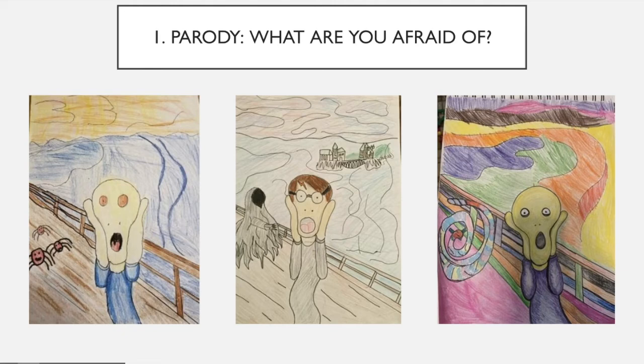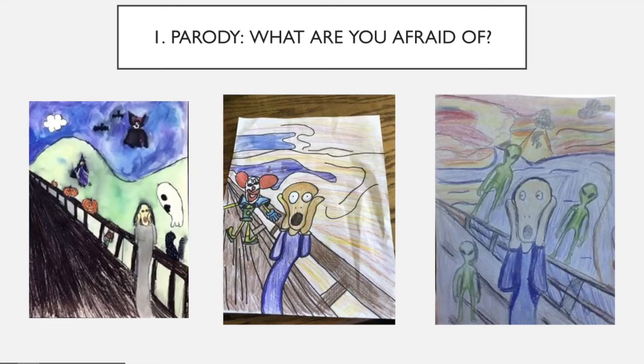So here's a couple of examples. Parody. What are you afraid of? You can see the first one, they're afraid of spiders. The second one is a Harry Potter who's afraid of Dementors. The third one is a person who is afraid of snakes. On this one, we have somebody who's afraid of pumpkins and witches, somebody who's afraid of clowns, and somebody who's afraid of aliens.